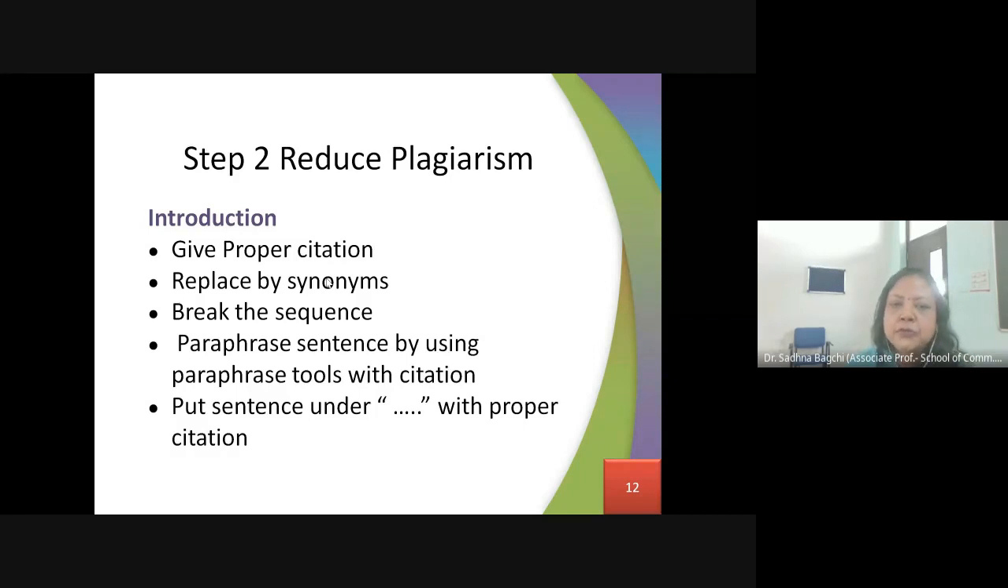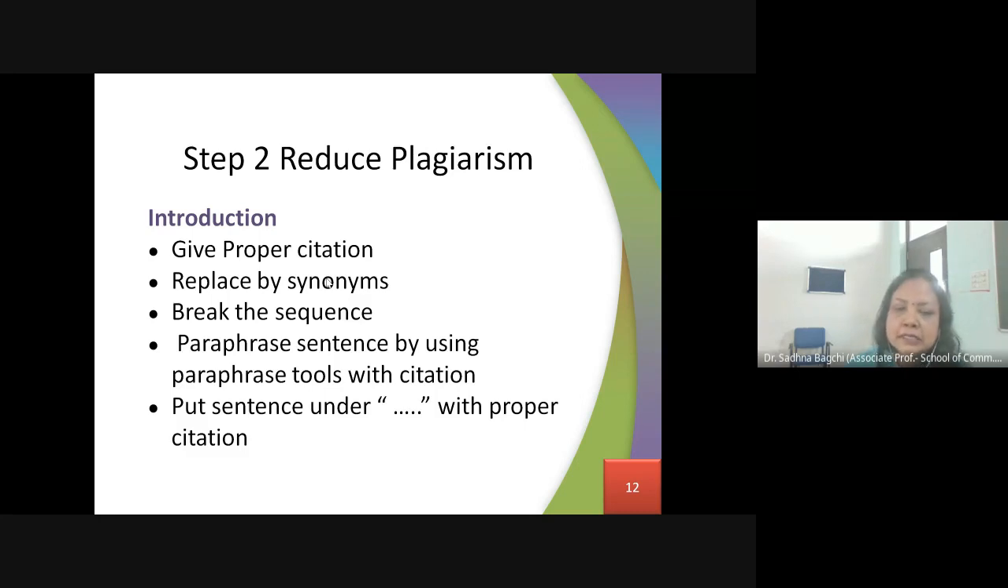Paraphrase the sentence by using a paraphrasing tool, with citations. Many online paraphrasing tools are available. You can take the help of them to paraphrase the sentence, which means you have the idea of that particular thing, but it has this similarity index. That's why you are taking the help of a paraphrasing tool.